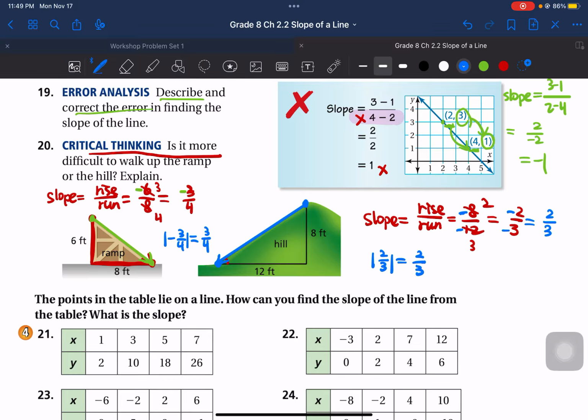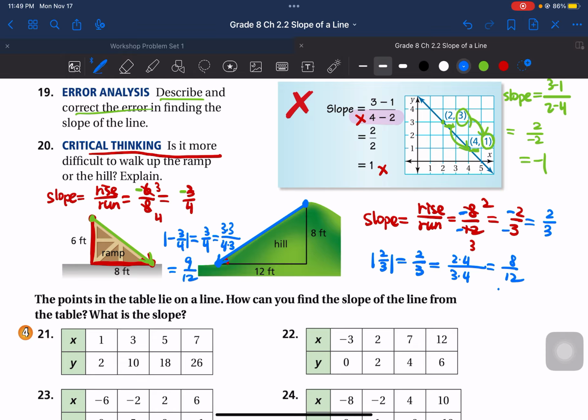And to see which fraction is bigger, we want to change them to have the same denominator. So 3 times 4 and 2 times 4, so that we have 8 over 12. Well, here we multiply by 3. So 4 times 3 and 3 times 3, and you will get 9 over 12.